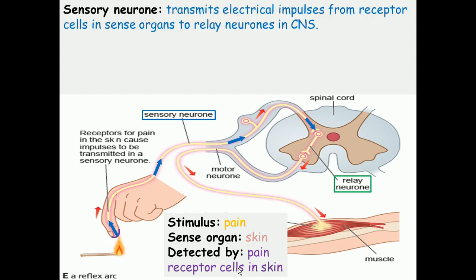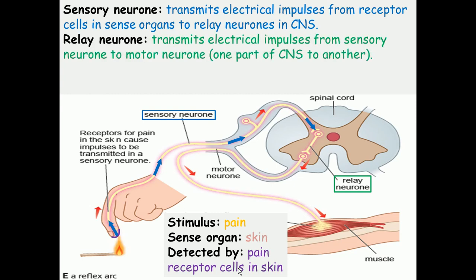So the definition of a sensory neuron is to transmit electrical impulses from receptor cells in sense organs to relay neurons in the CNS, either the brain or the spinal cord. The relay neuron then transmits the electrical impulses from the sensory neuron to the motor neuron. In other words, from one part of the CNS to another.